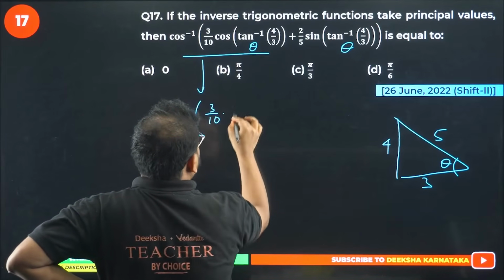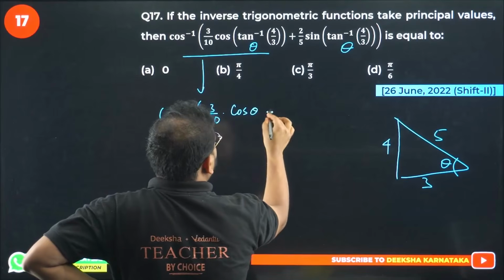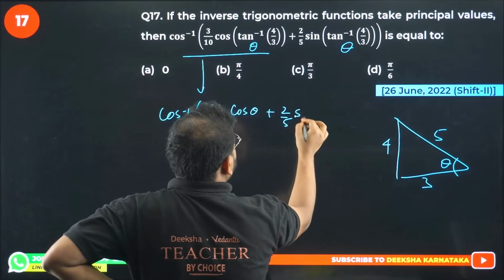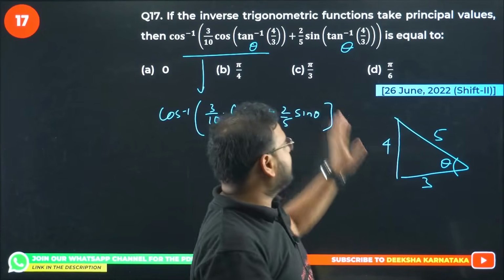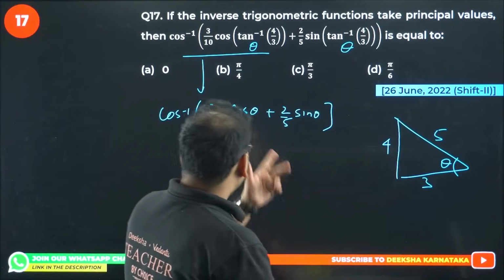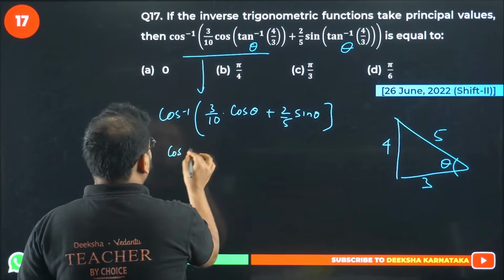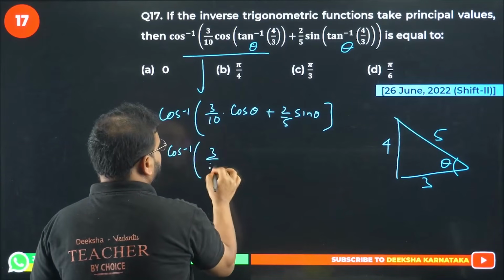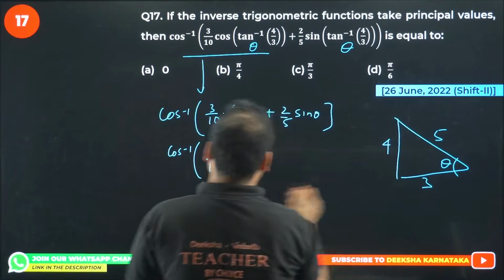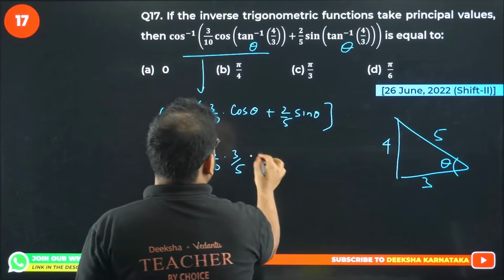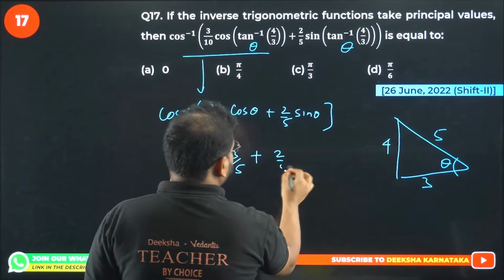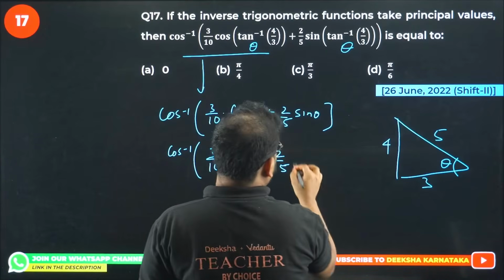And this is cos theta plus 2 by 5 sin theta, right? If I take both values as theta only, I get cos theta and sin theta. We know the value of cos theta. Have a look, 3 by 10. Cos theta is how much? 3 by 5. Plus 2 by 5 as it is. Sin theta is how much? 4 by 5.